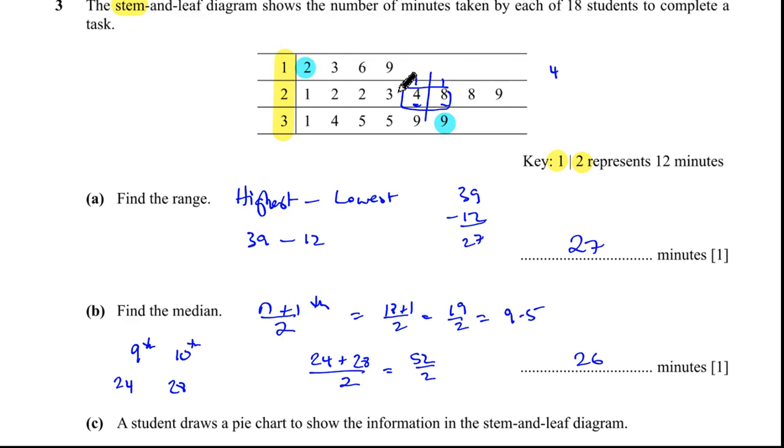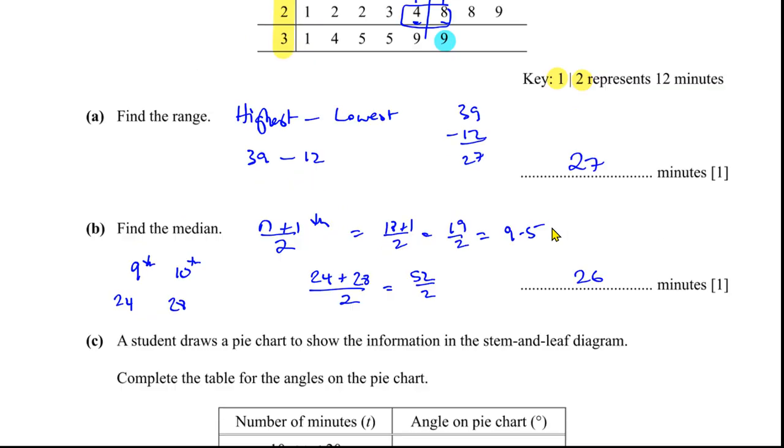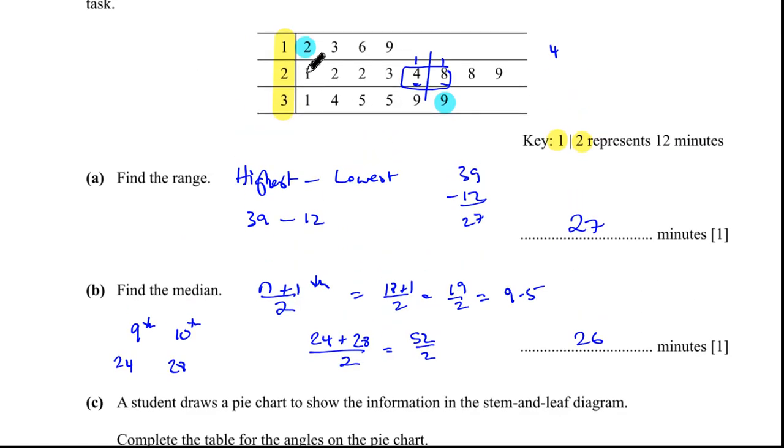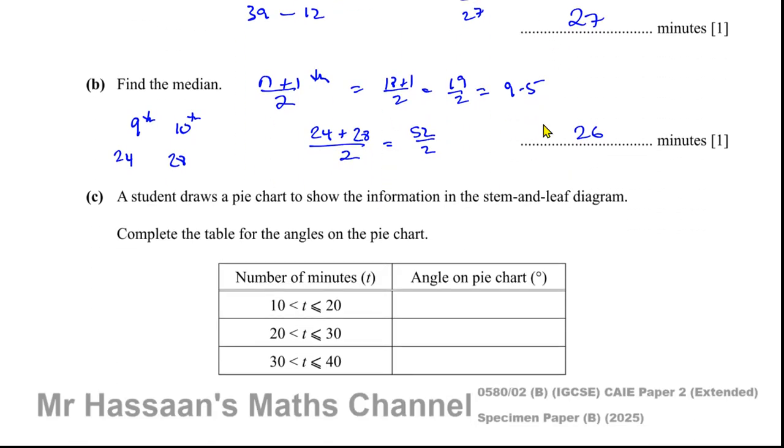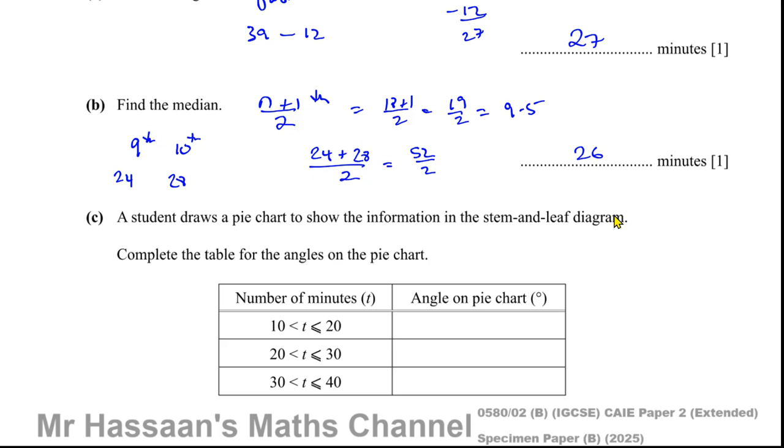Between 20 and 30, let me count these. So there's 1, 2, 3, 4, 5, 6, 7, 8. There are 8 entries there, and there's 1, 2, 3, 4, 5, 6. 6 plus 4 plus 8 is 18, so that's correct, the total number. So we want to find the angles for each of these sections.